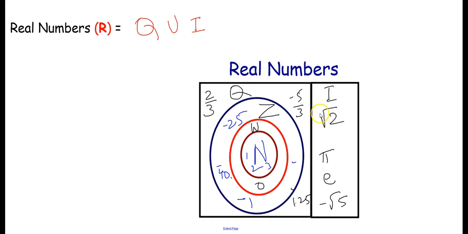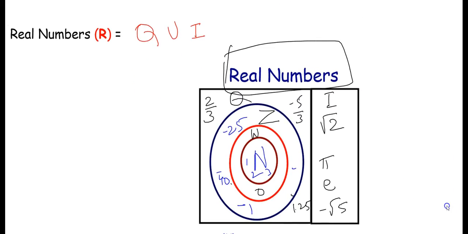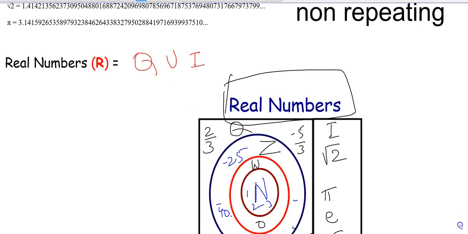Now these two sets put together, rational numbers and irrational numbers combined, you get a big set, which is the set of real numbers. So real numbers contain everything that we talked about till now. All the numbers like natural numbers, whole numbers, integers, rational numbers, irrational numbers, all together form the set of real numbers.